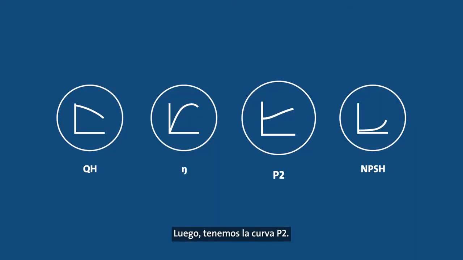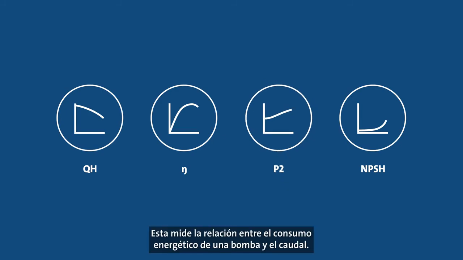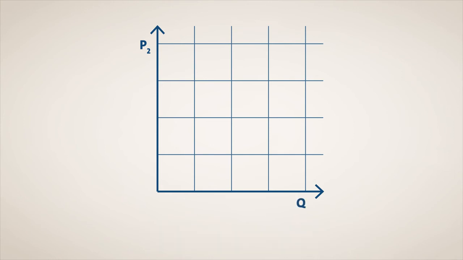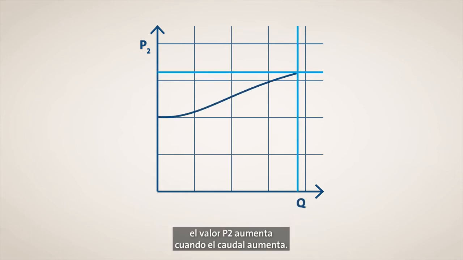Next, there's the P2 curve. The P2 curve measures the relation between a pump's power consumption and flow. For most centrifugal pumps, the P2 value increases when the flow increases.